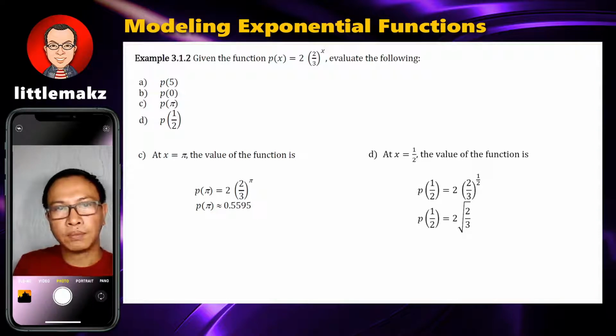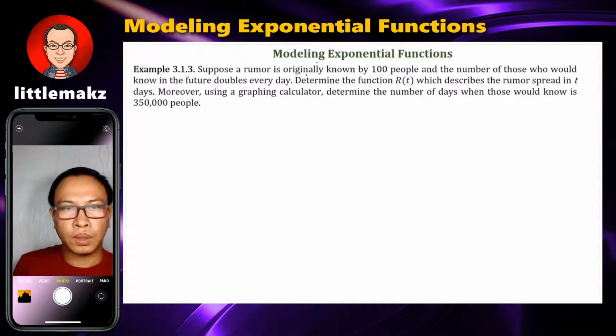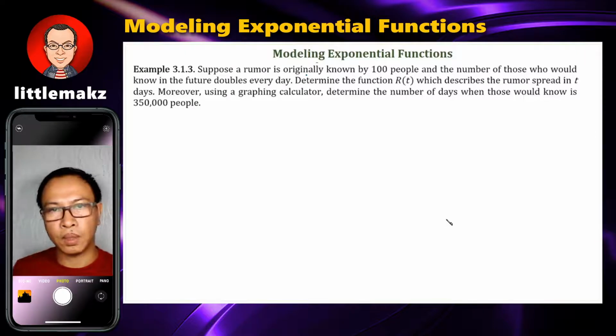Now, we try to solve problems that would relate with this kind of situation. Suppose a rumor originally known by 100 people, and the number of those who would know in the future doubles every day. So there's a certain rumor initially known by 100 people, and we will try to determine the number of days that rumor will be known by 350,000 people already.